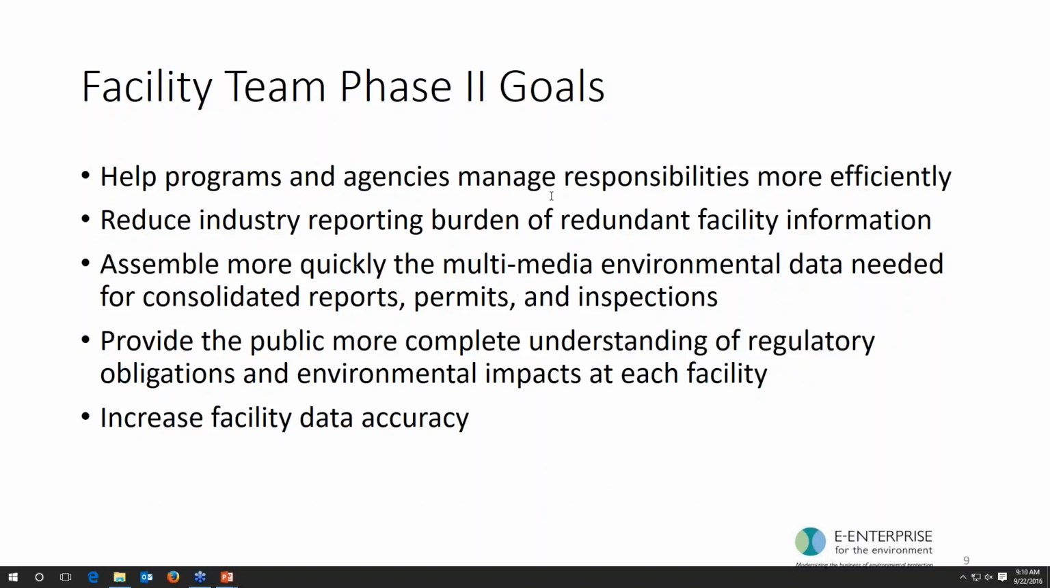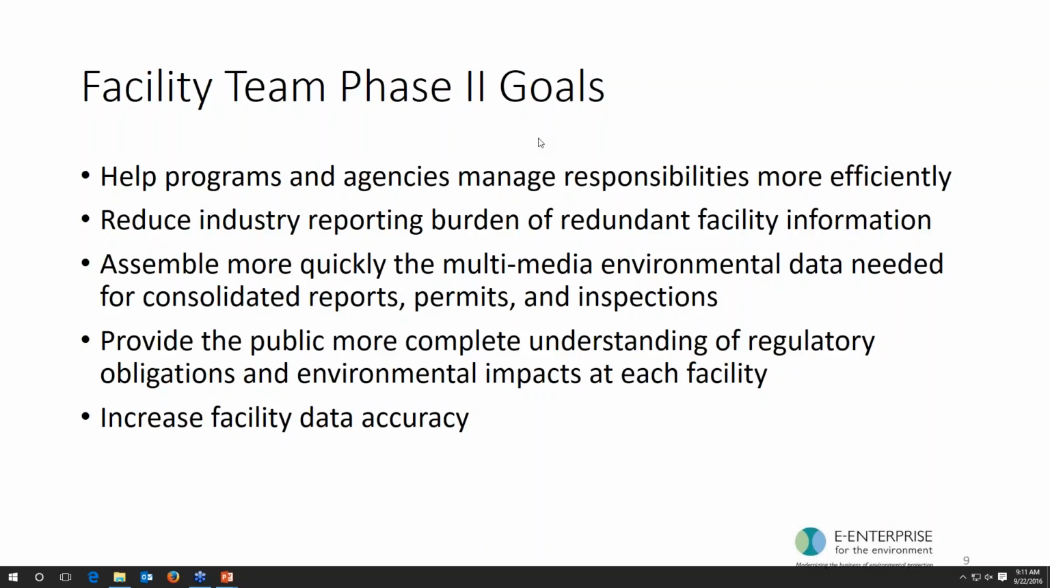The goals specific to the Phase 2 work are ambitious and important. It's pretty straightforward. We want to help everyone be more efficient and more effective, to get things done more quickly and for them to be more accurate. That is not a small task, but it is an important one.